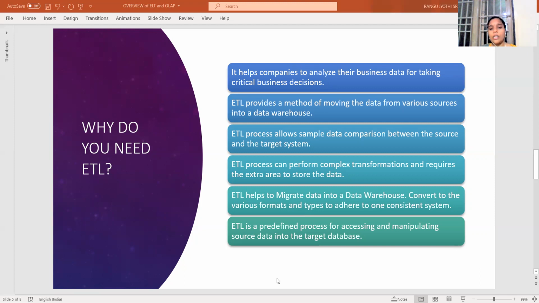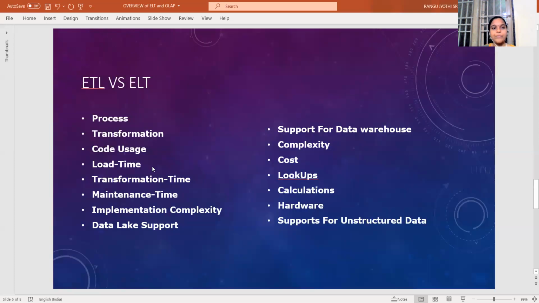And not only this, ETL can help to migrate data into a data warehouse, convert it to various formats, and transform it into a consistent system. Since it is a predefined process for accessing and manipulating source data into a target database, ETL offers deep historical context for the business. And these are a few benefits of ETL, which clearly explain why we need ETL.